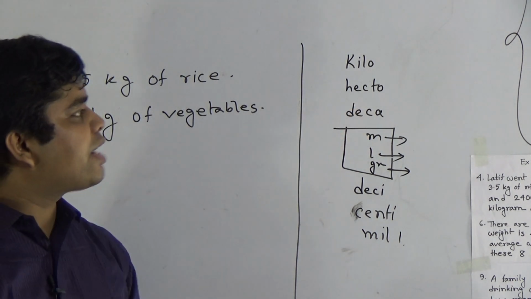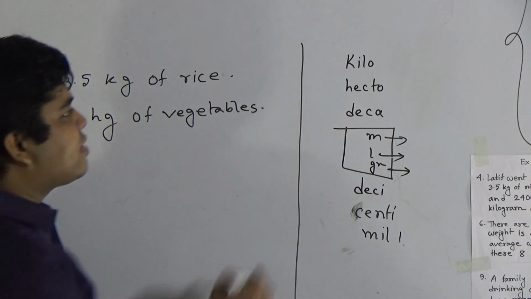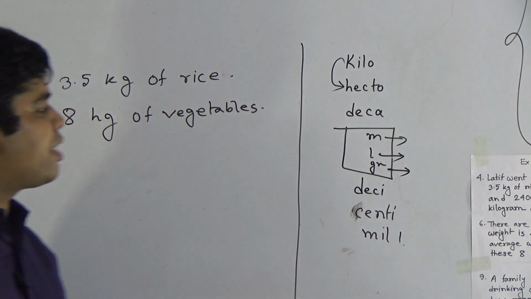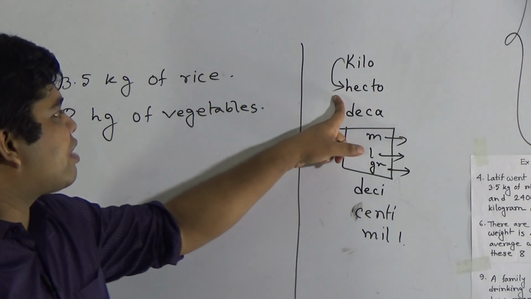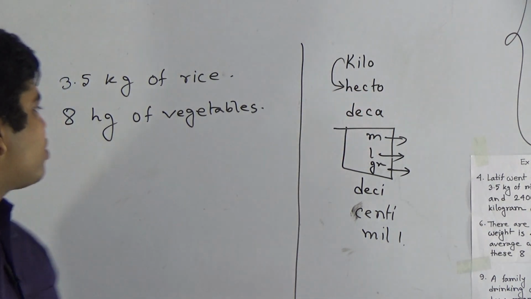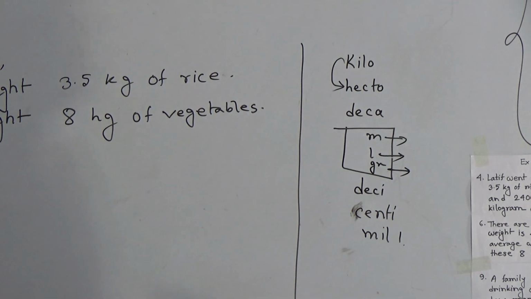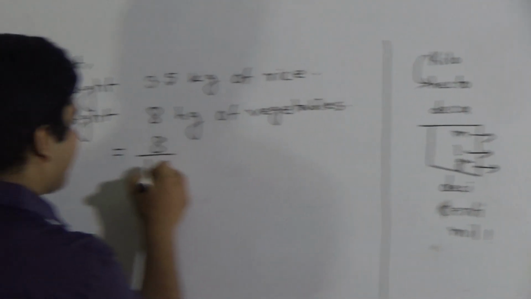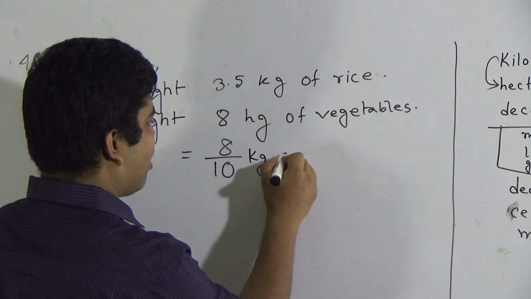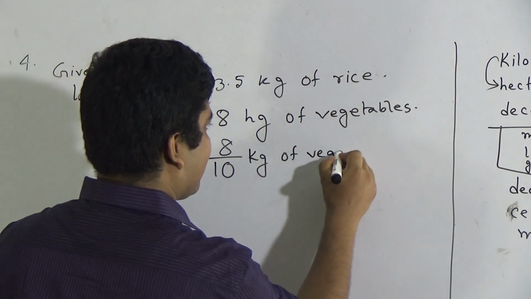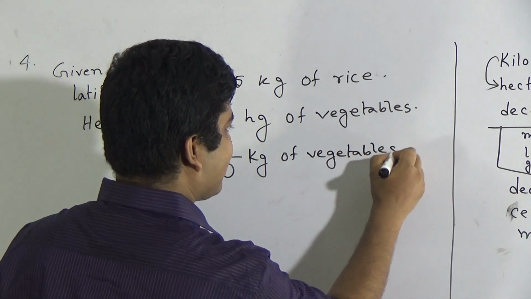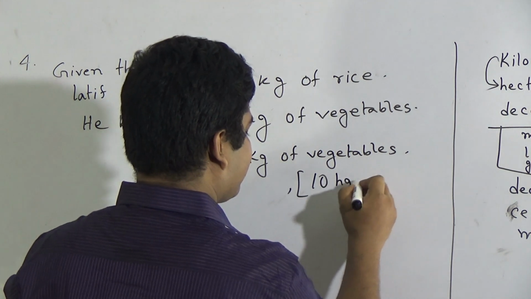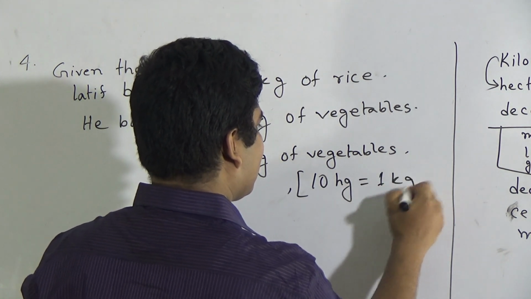Notice how many hectograms equal 1 kilogram. Notice after kilogram there is only one step to go, hectogram. So we can easily say that 10 hectogram equal 1 kilogram. So if we divide this 8 by 10, then we get the required amount in kg. So 8 divided by 10 kg of vegetables. And you must give a side note here that 10 hectogram equal 1 kg.